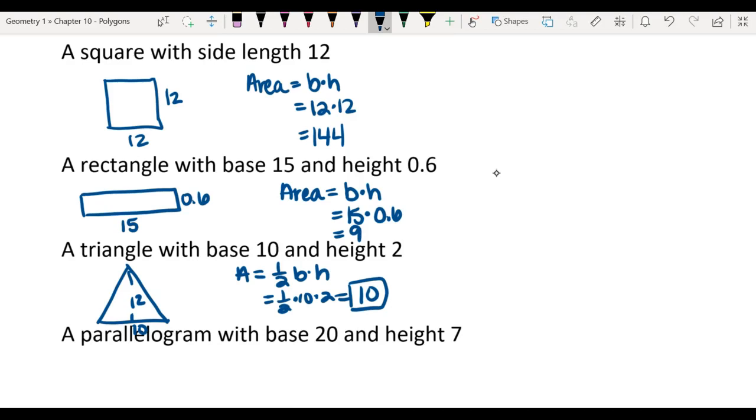A parallelogram with base 20 and height 7. Yes? For the triangle, could you, and for the formula for it, could you just divide it by 2? Yep, you can do base times height divided by 2 if you want. So you have a parallelogram. Your base is 20. Your height is 7. So your area is going to be base times height. It's going to be 20 times 7, which is 140.